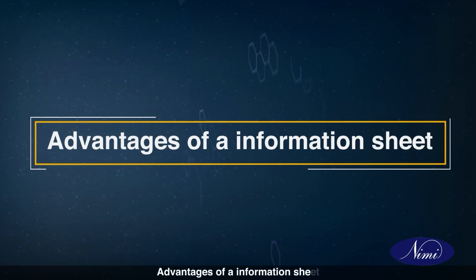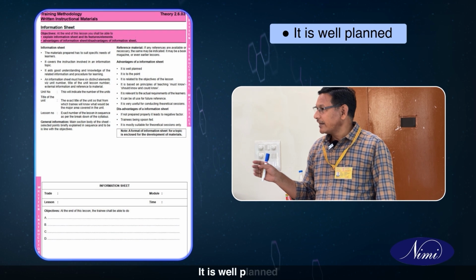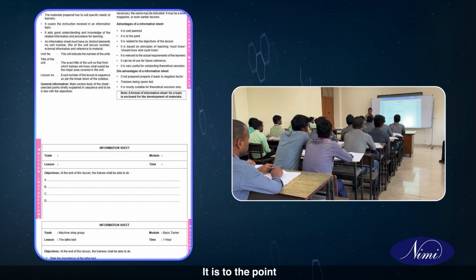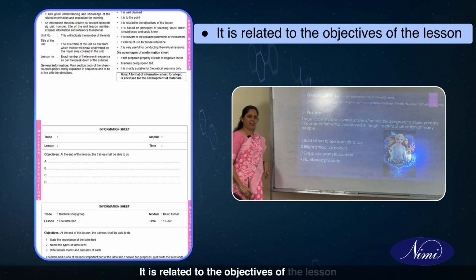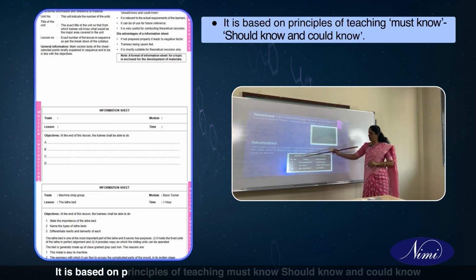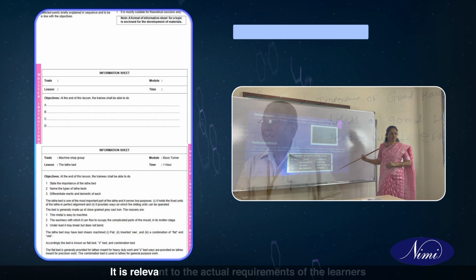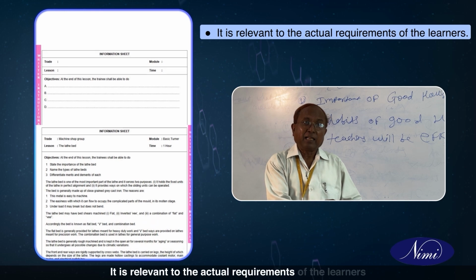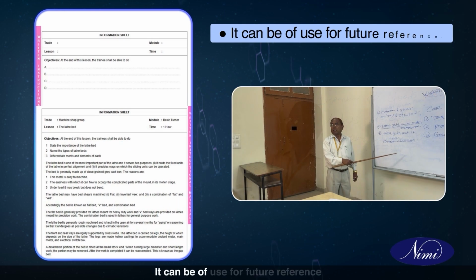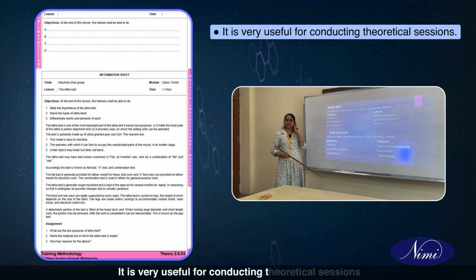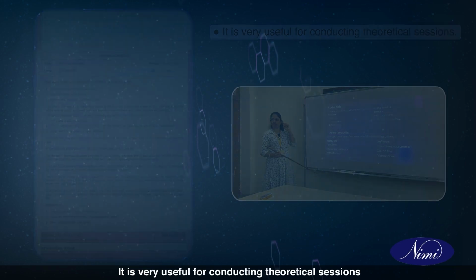Advantages of an information sheet. It is well planned. It is to the point. It is related to the objectives of the lesson. It is based on principles of teaching: must know, should know and could know. It is relevant to the actual requirements of the learners. It can be of use for future reference. It is very useful for conducting theoretical sessions.